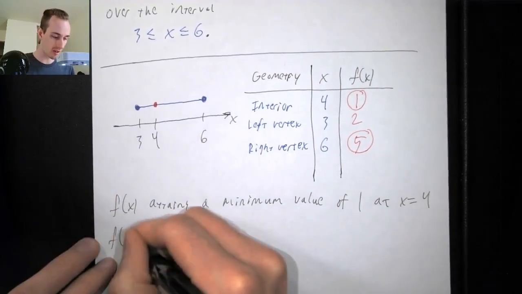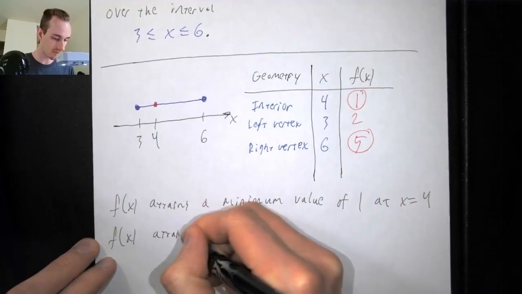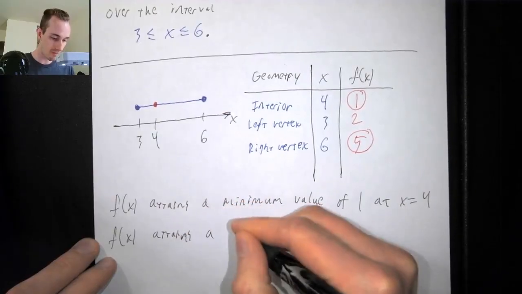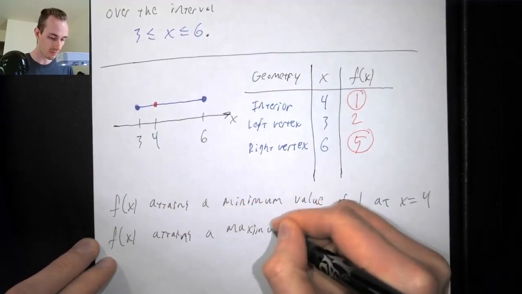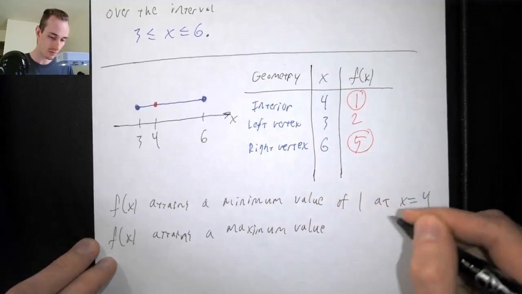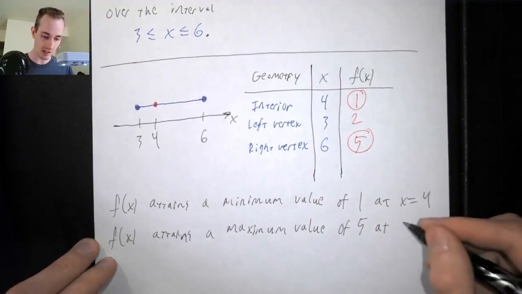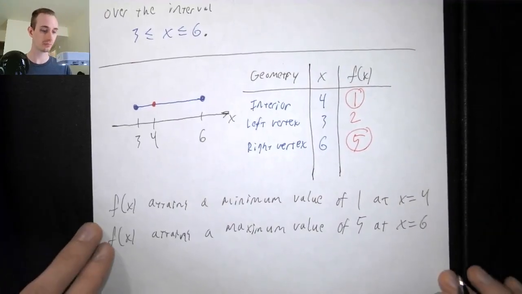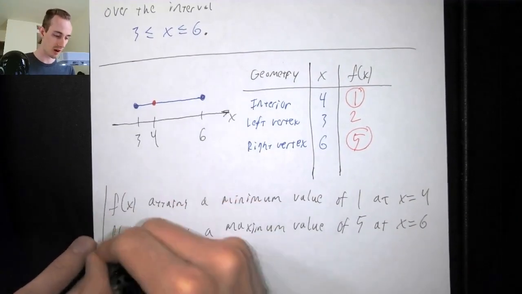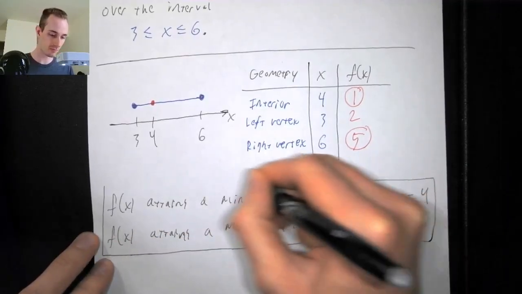And then same thing, f of x attains a maximum value of 5, was the largest one that we found, at x equals 6. All right, we can box that. That's our final answer to the problem.